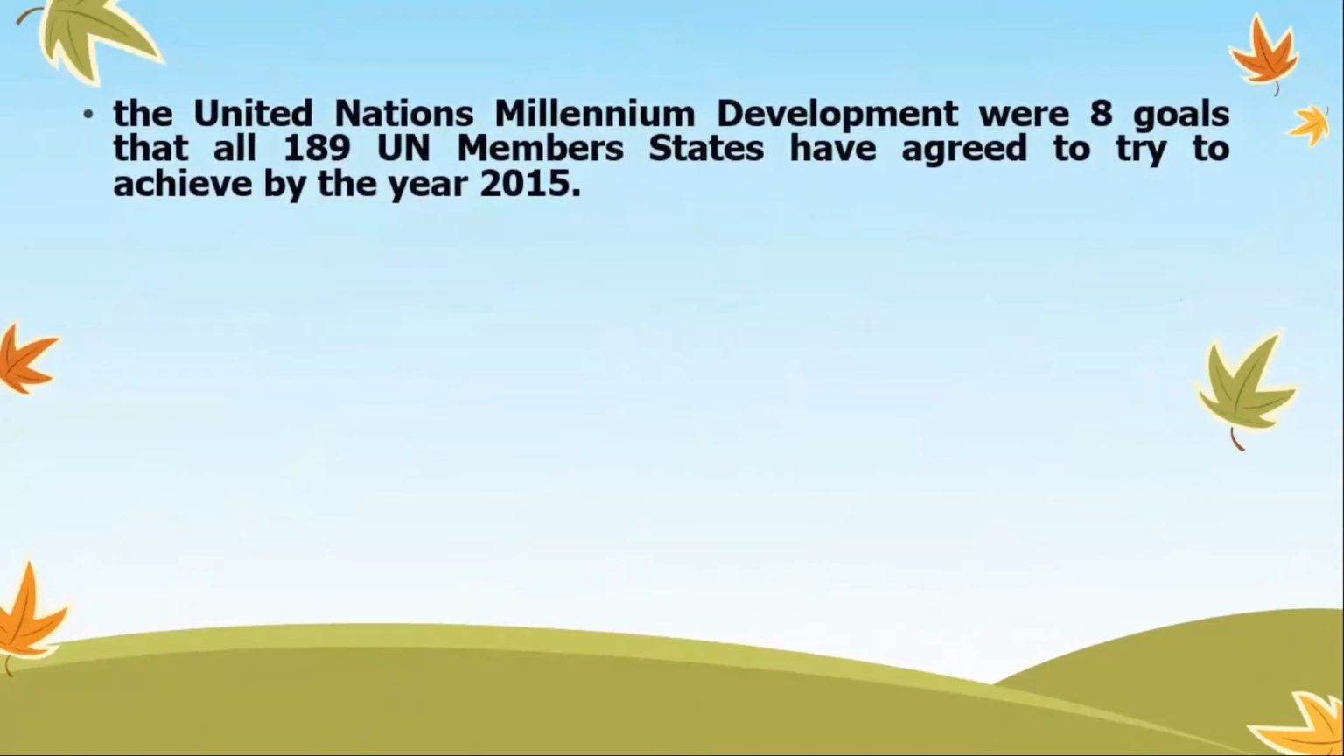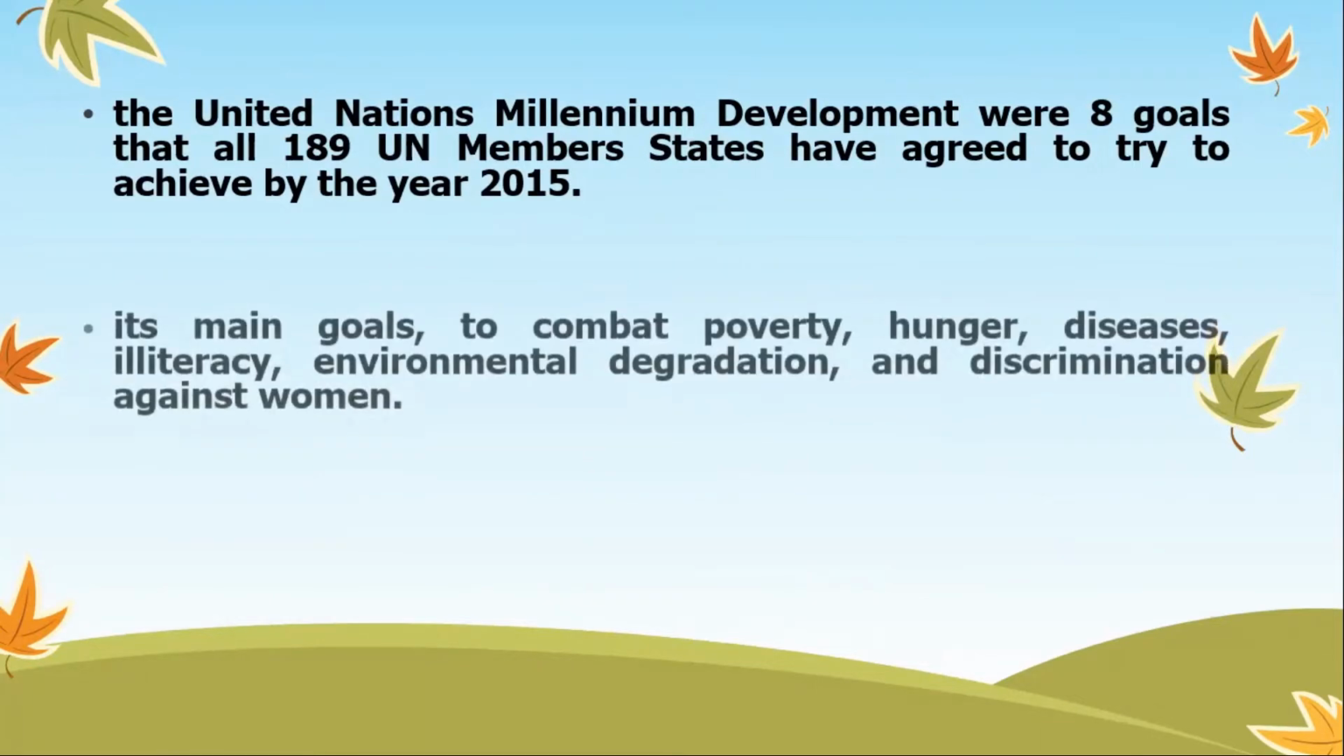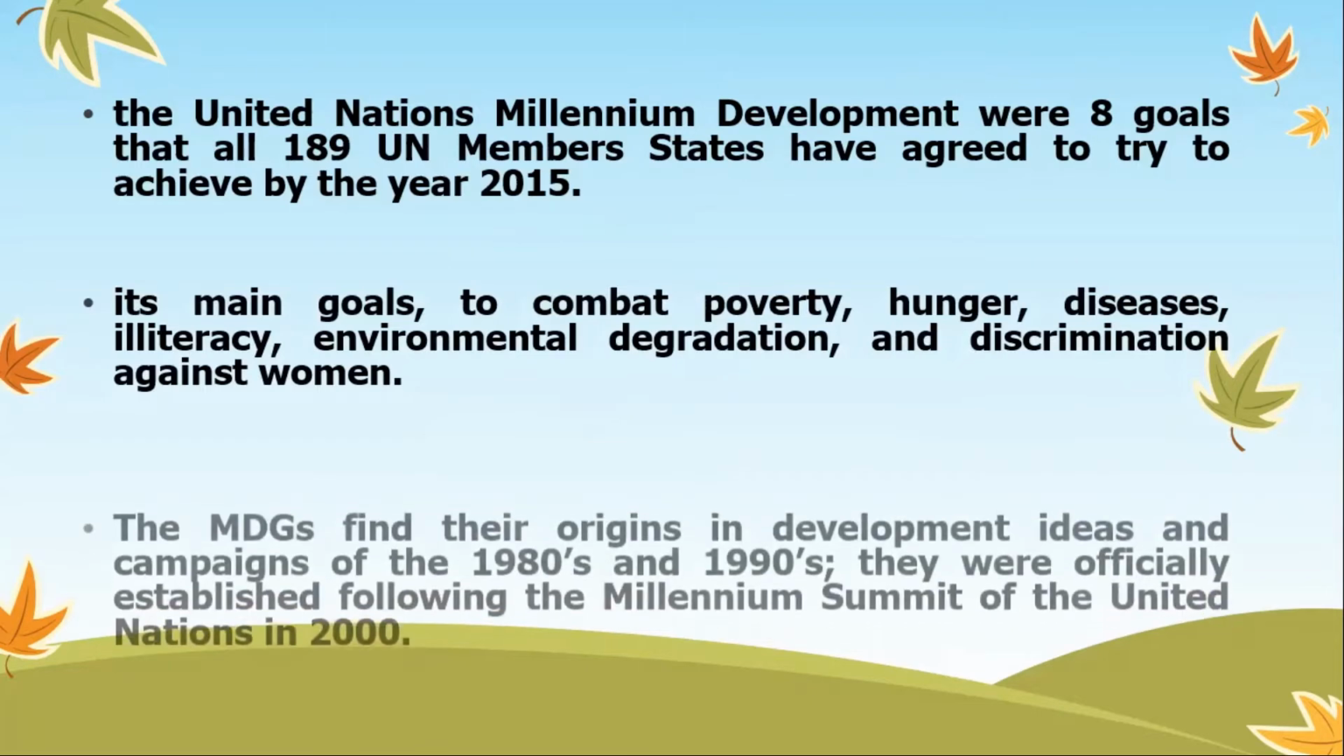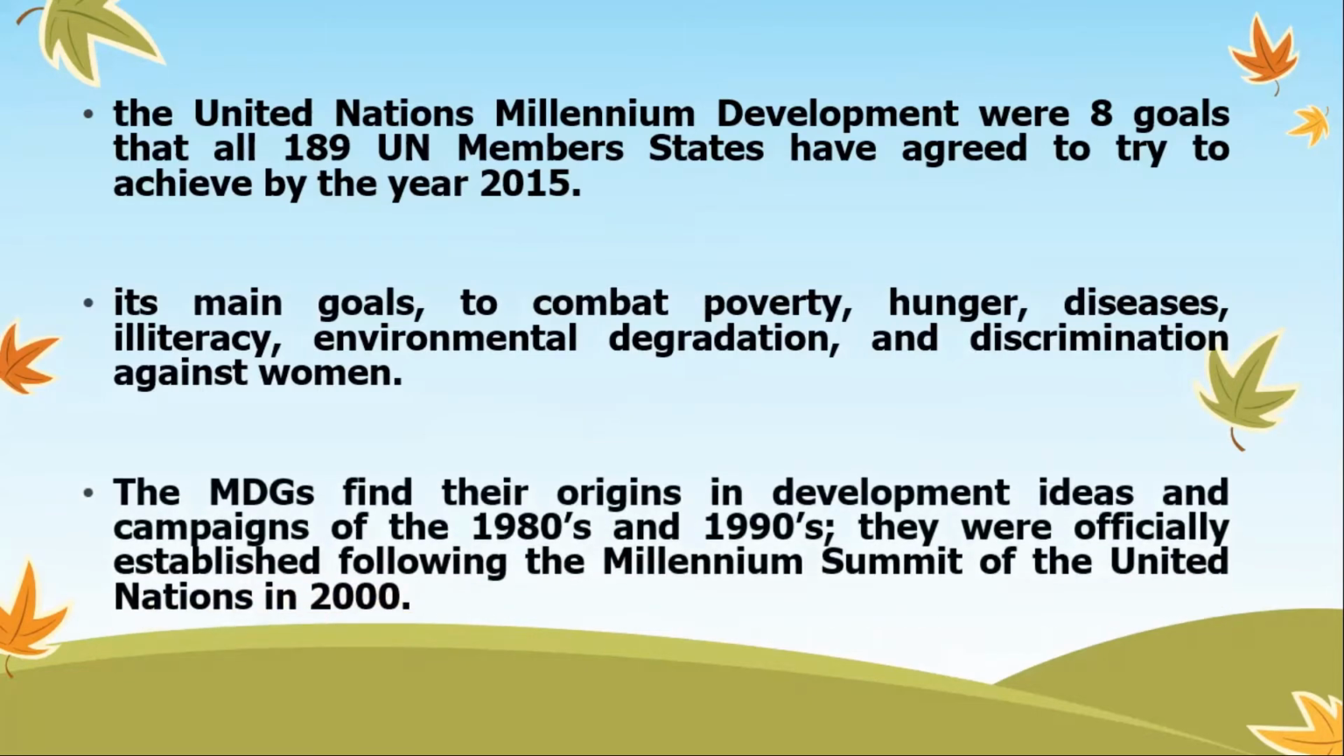So the United Nations Millennium Development were 8 goals that all 189 UN member states have agreed to try to achieve by the year 2015. So the 8 goals adopted by the United Nations are needed to achieve by the year 2015. Its main goals are to combat poverty, hunger, diseases, illiteracy, environmental degradation, discrimination against women. So the MDGs find their origins in development ideas and campaigns of the 1980s and the 1990s. They were officially established following the Millennium Summit of the United Nations in the year 2000.